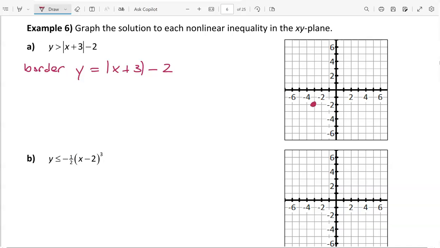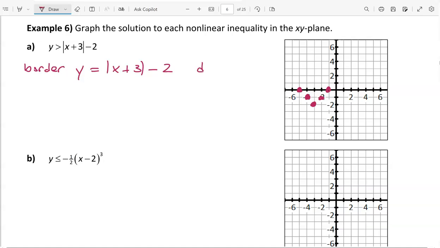That's your new origin. And thinking about the absolute value function, if I move 1 to the right, I go up the absolute value of 1. If I move 2 to the right of the new origin, I go up the absolute value of 2. And then for moving left 1, I go up the absolute value of -1, which is +1. So again, we're going up. And then left 2 and up 2. That gives us that V shape right there.